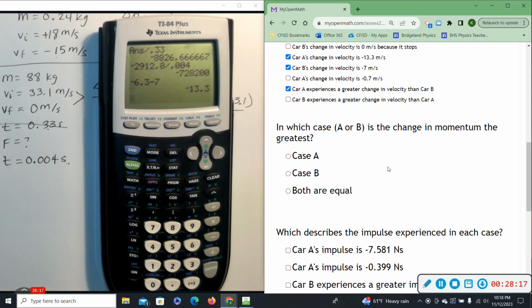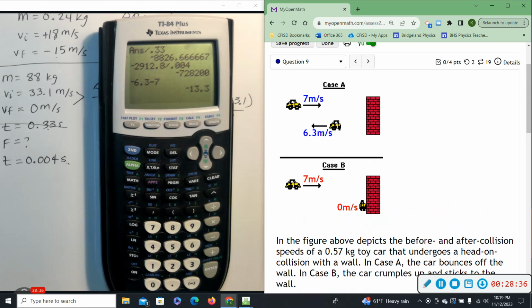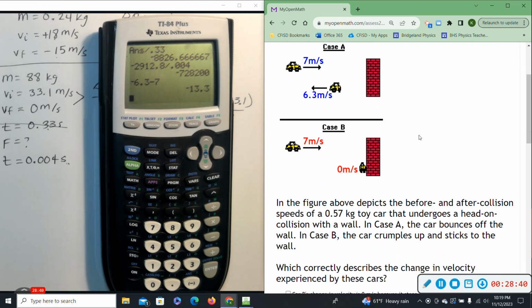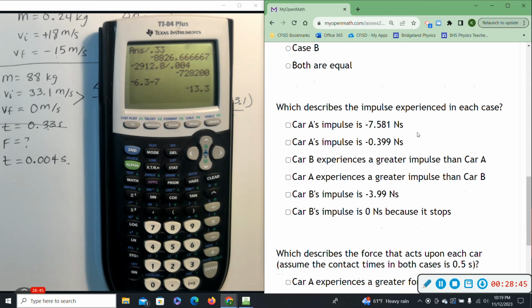The next question: in which case, A or B, is the change in momentum greatest? Again, you're going to have a greater change in momentum if you have a greater change in velocity. Because car A has a greater change in velocity, car A will also have a greater change in momentum. And we've talked about this before. If it bounces, it will have a greater change in momentum. It will have a greater impulse. There will be more force, assuming it happens in the same amount of time.